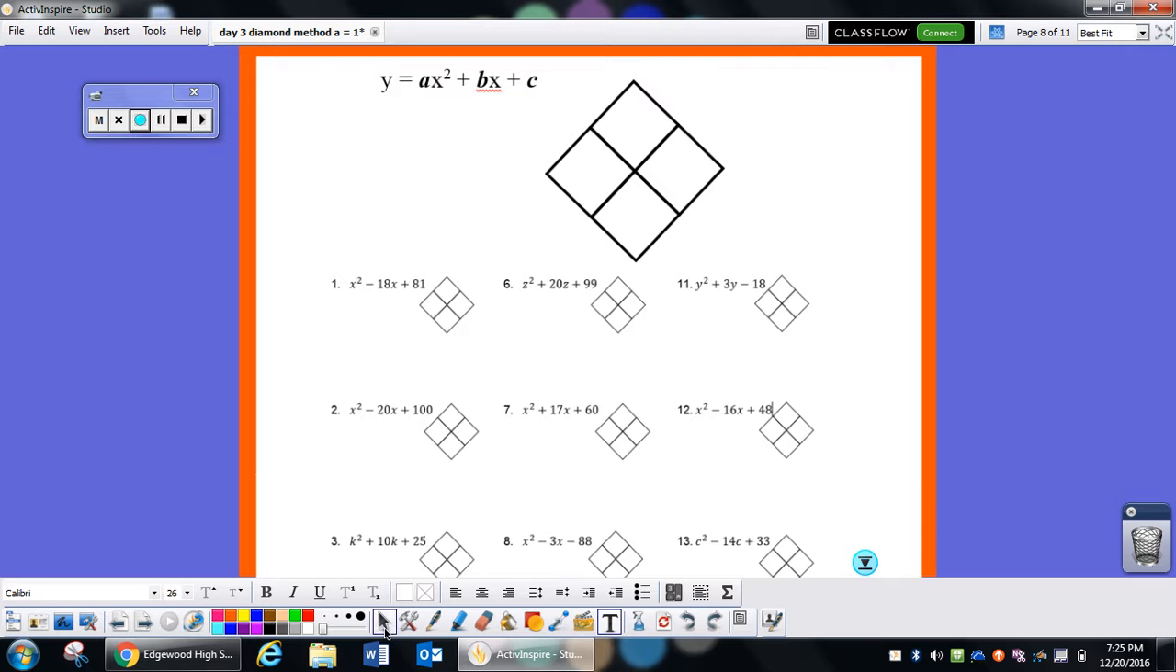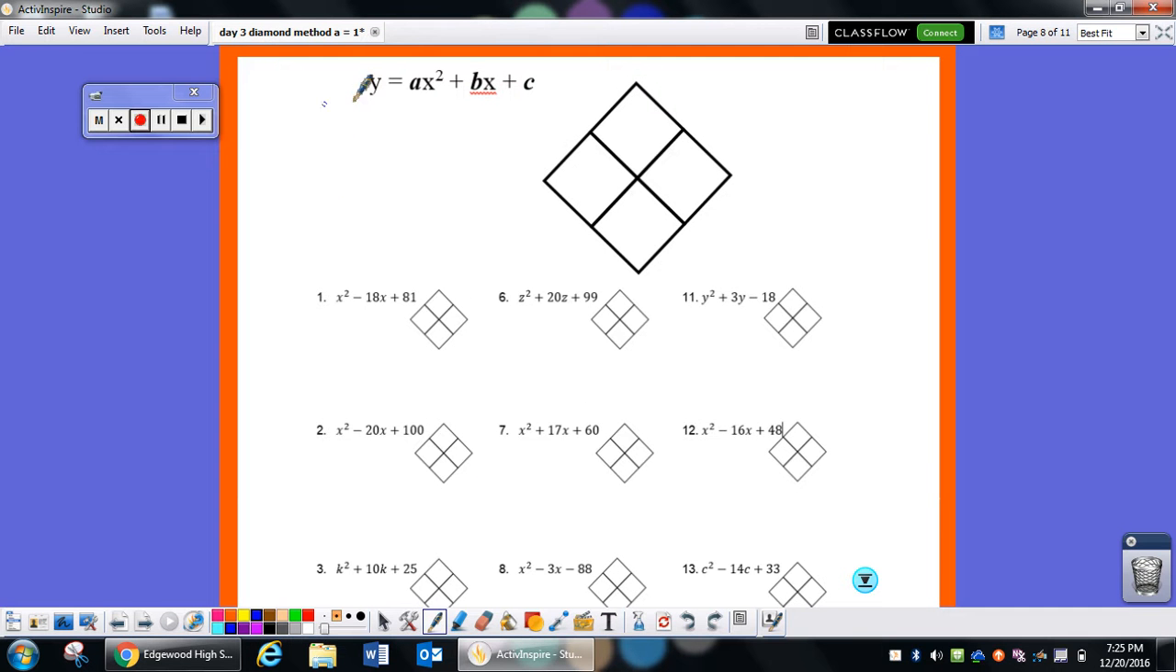Alright, so the diamond method really only works when a equals 1. So remember, a is the number in front of the x squared. And then c is going to be what we want to multiply to. So if you set up the diamond, I put c at the top. And you can remember c is a number without the variable. So you want to multiply to that number, but add to b. So b is the number always in front of x.